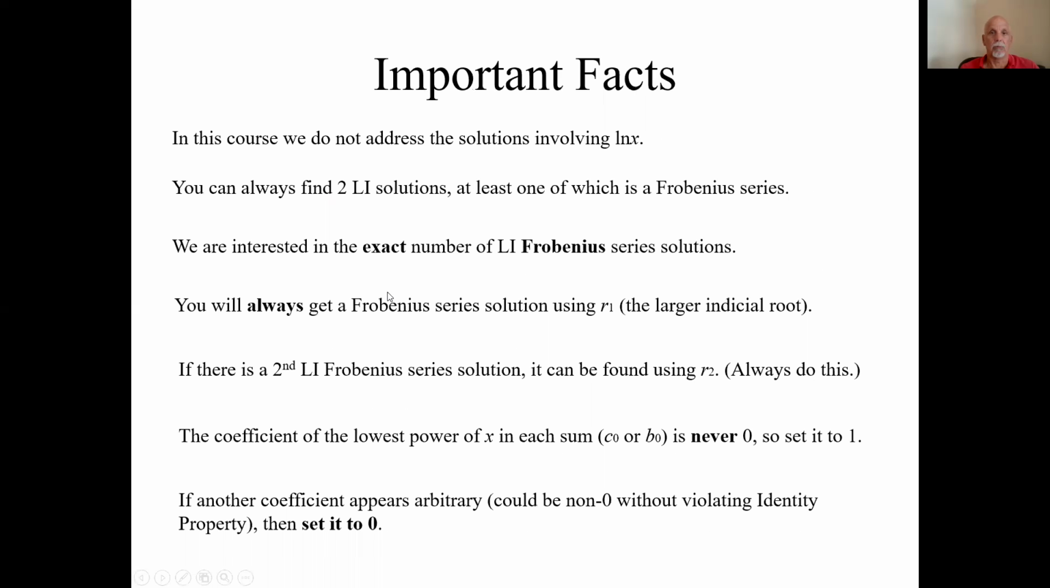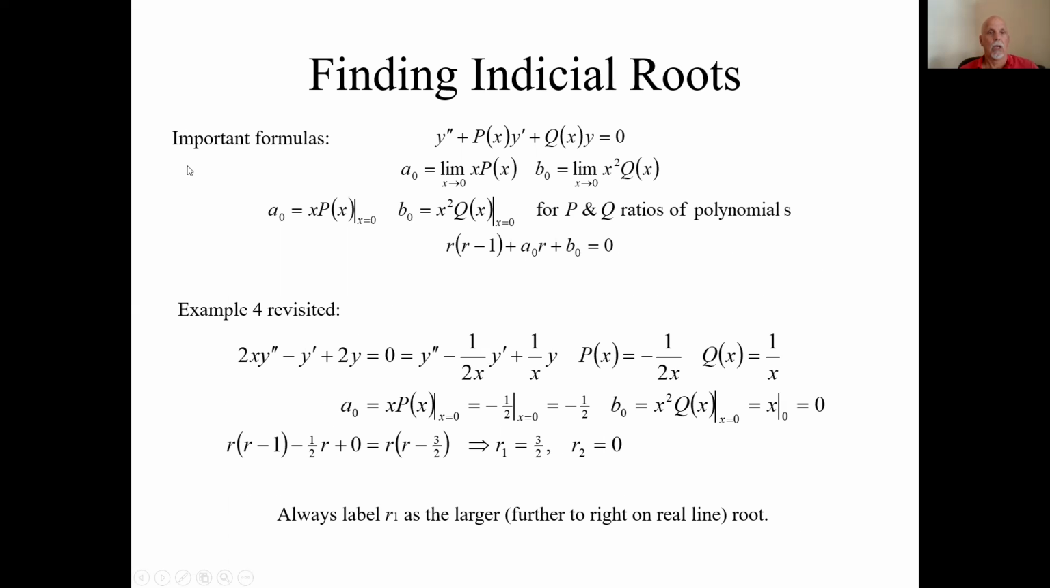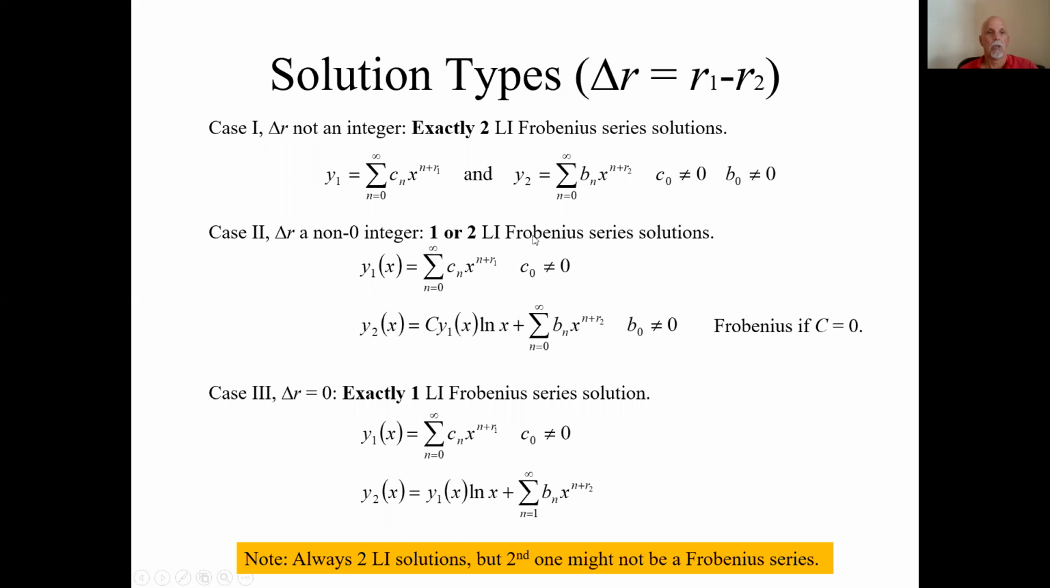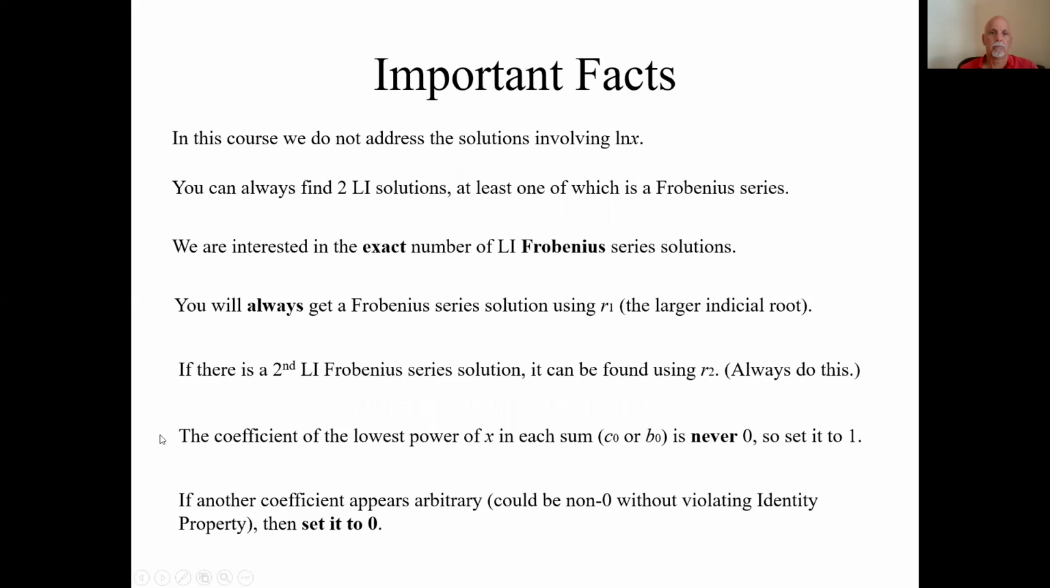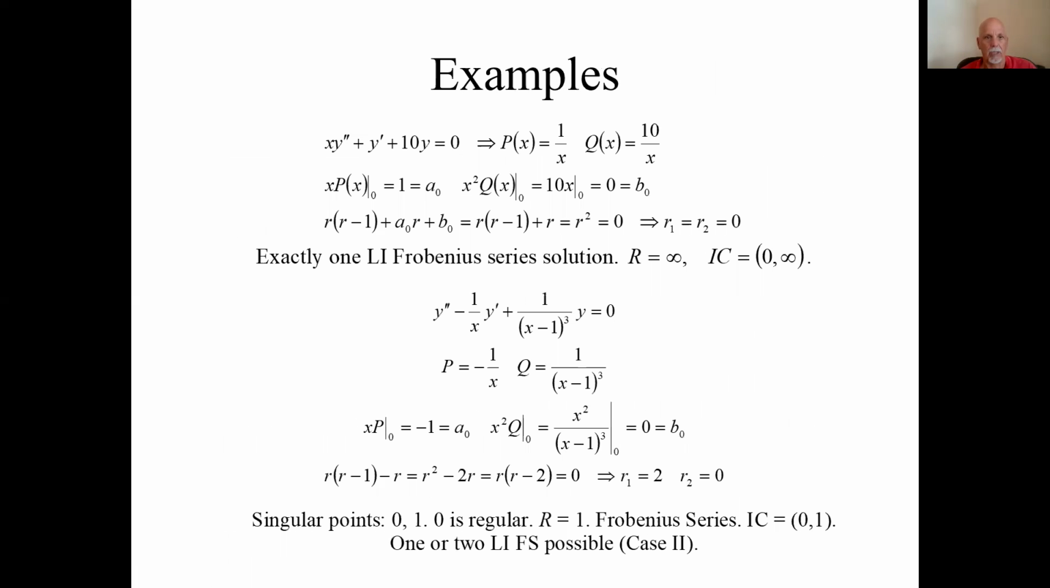Briefly go over some of that. Here was how we compute the initial roots. We solve this quadratic equation, and we get this a0 and b0 from the p and q of the standard form. So we have a formula for finding our initial roots. We have three cases of possible Frobenius series, and we have this decision table. So with all that, let's get into some examples of applying all that.